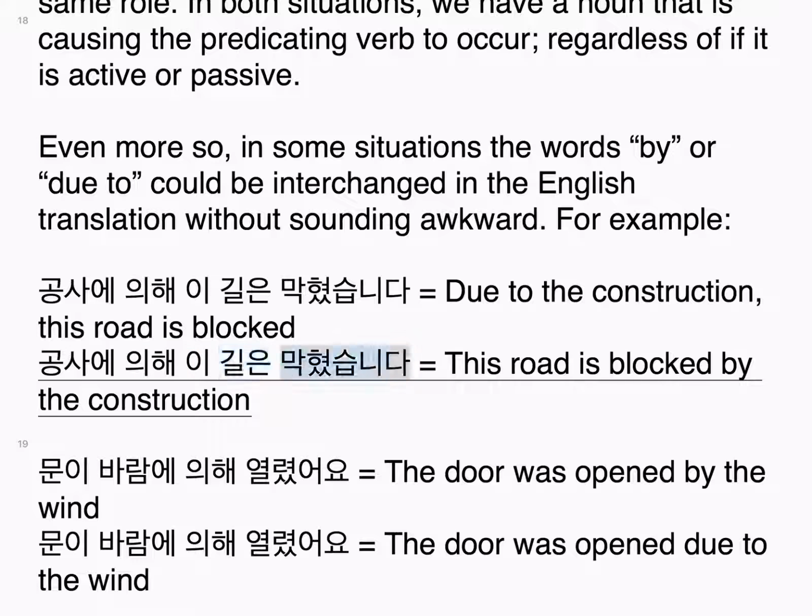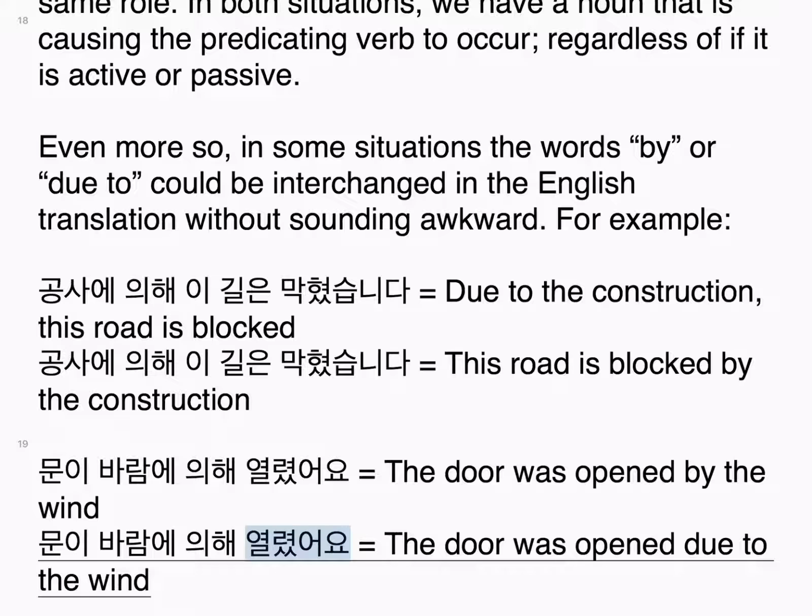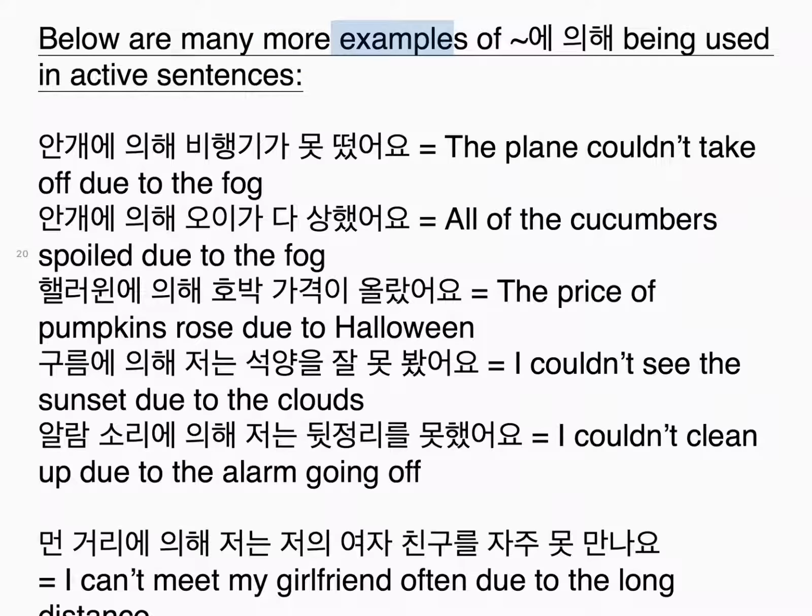공사에 의해 이 길은 막혔습니다. This road is blocked by the construction. 문이 바람에 의해 열렸어요. The door was opened by the wind. 문이 바람에 의해 열렸어요. The door was opened due to the wind. Below are many more examples of 에 의해 being used in active sentences.